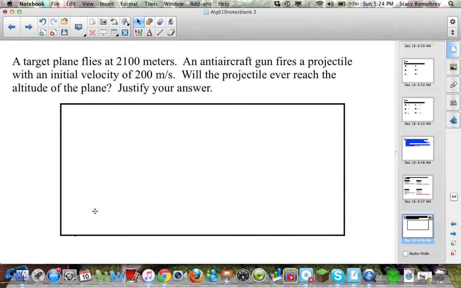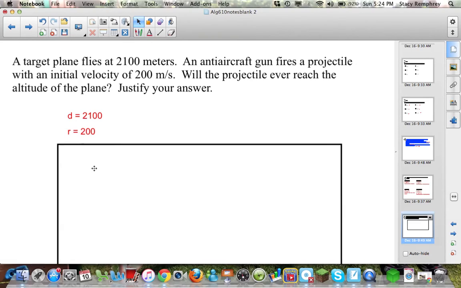In the last one, it's kind of an example of a word problem. We're using that vertical motion that we used from 6-9. A target plane flies at 2,100 meters. An anti-aircraft gun fires a projectile with an initial velocity of 200 meters per second. Will the projectile ever reach the altitude of the plane? So notice here, I didn't say when will it reach. I just said will it. I don't care when it does. I just want to know, is it going to reach it?